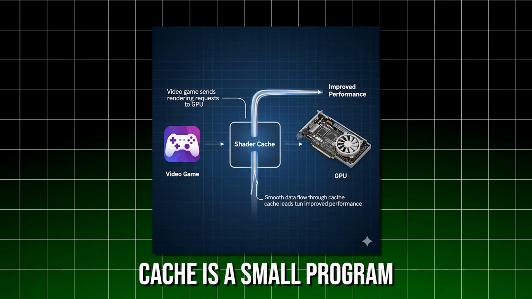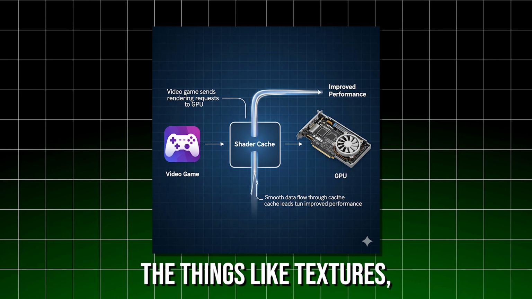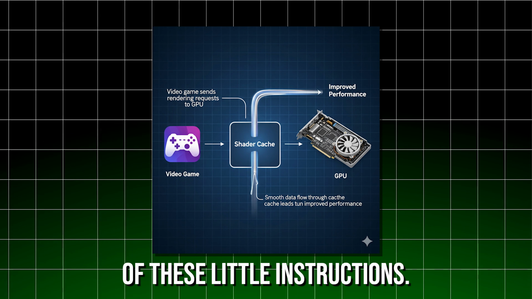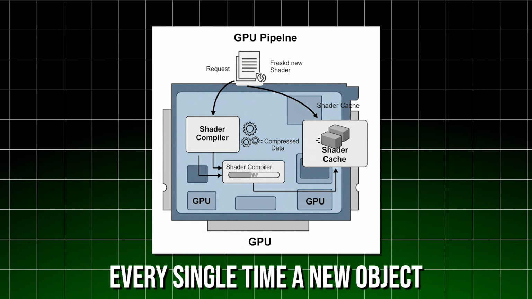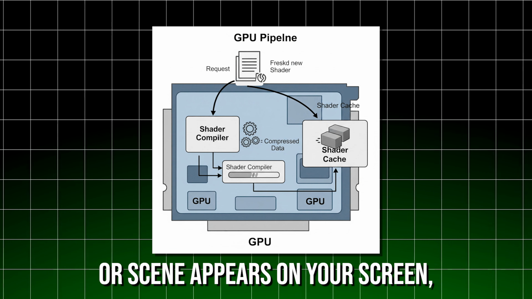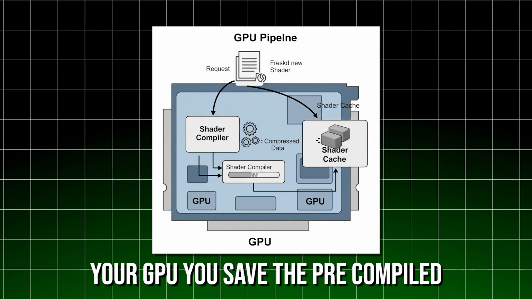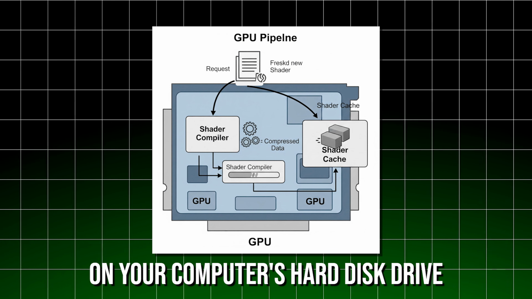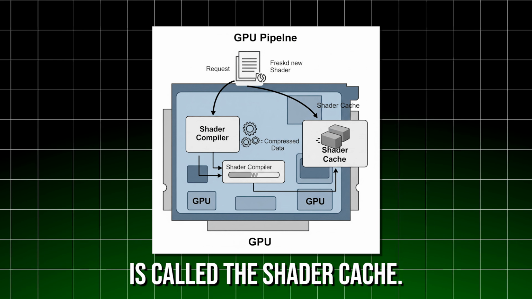A shader is a small program that tells the GPU how to render things like textures, lighting, and colors. A video game has thousands of these little instructions. Instead of recalculating these complex instructions every single time a new object or scene appears on your screen, your GPU saves the pre-compiled, ready-to-use version of these shaders in a temporary storage area on your computer's hard disk drive or SSD. That storage area is called the shader cache.